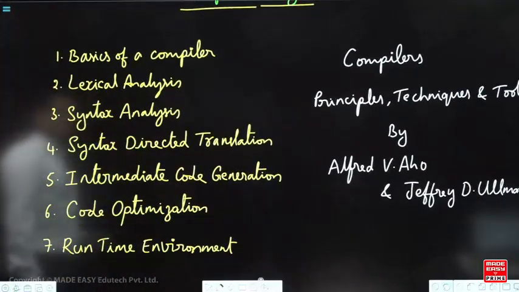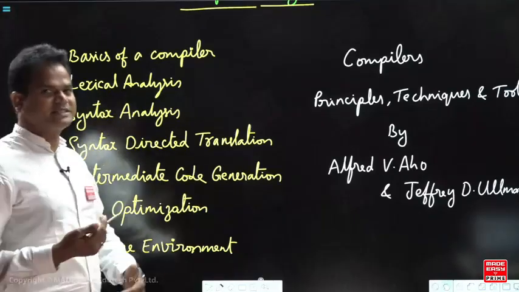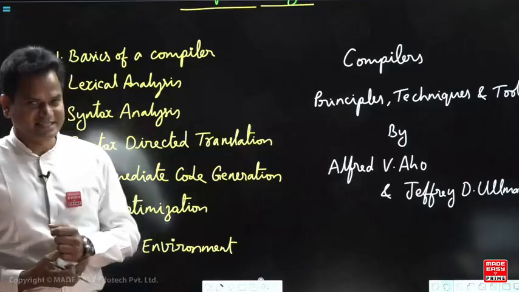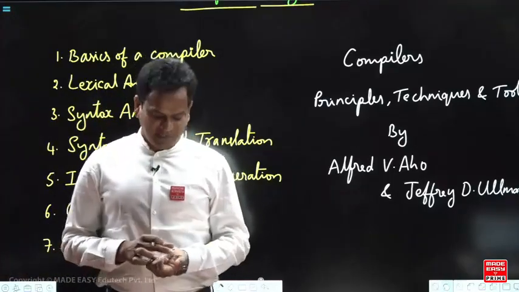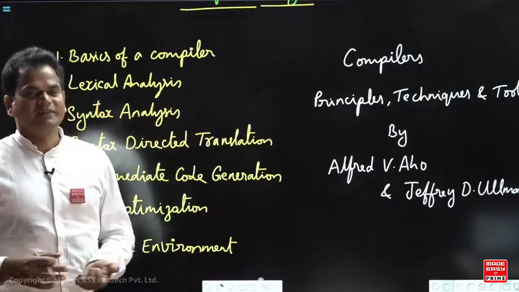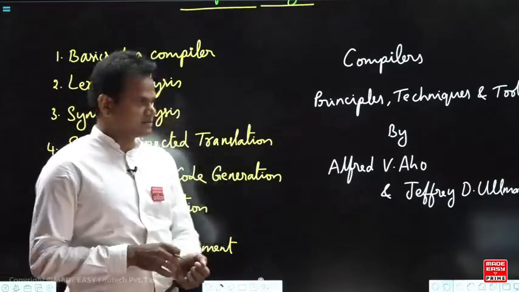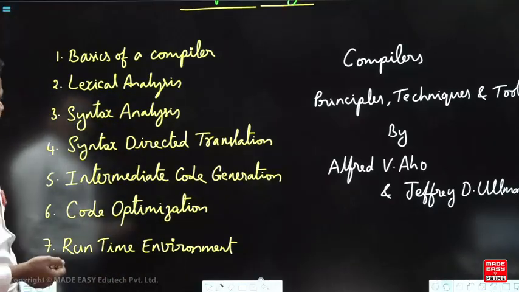These are the topics, basics of a compiler. In this, we will see what is a language translator, what are the different types of language translators, and what is a language processing system. And we will have a brief discussion about phases of compiler. Then we will do some objective questions. After that, we will go for lexical analysis. It is the first phase of the compiler.